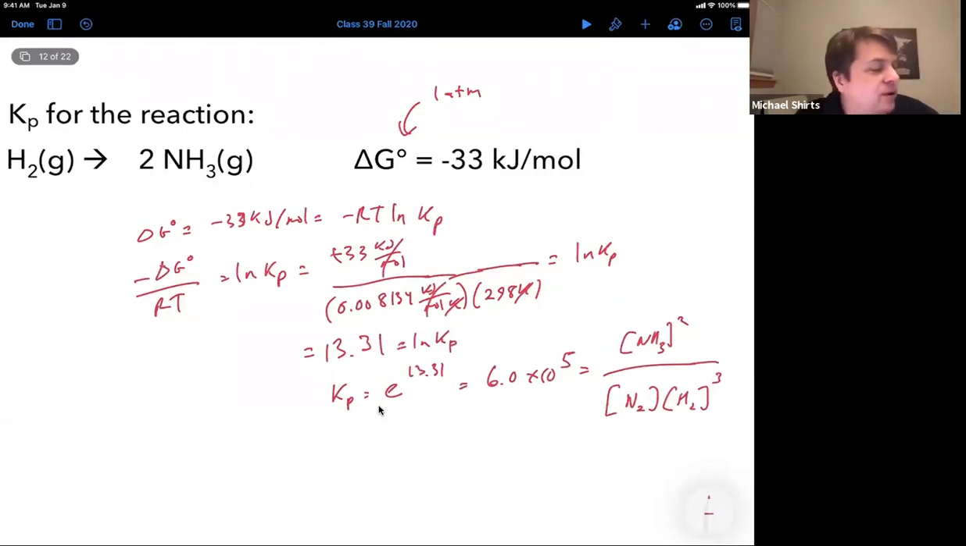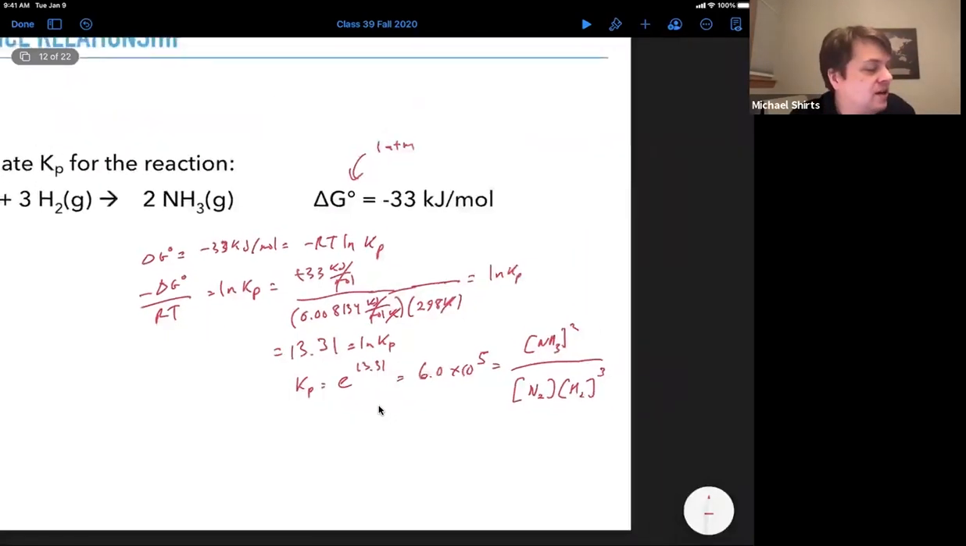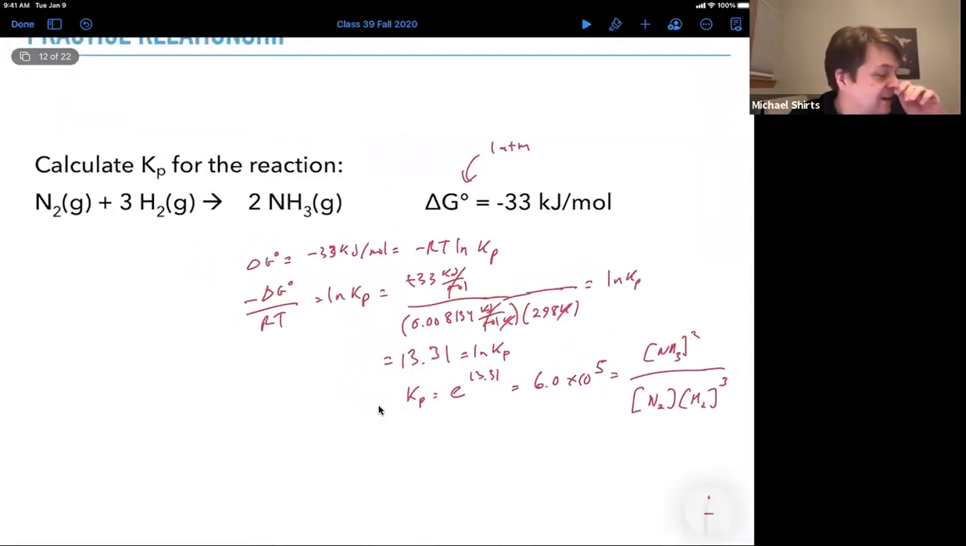So really, if we're given standard state free energies or Kp's, Kc's, depending on what the standard state is for whatever species you're looking at, those give you the same information. So thermodynamics, or thermochemistry, gets connected to equilibrium concentrations.